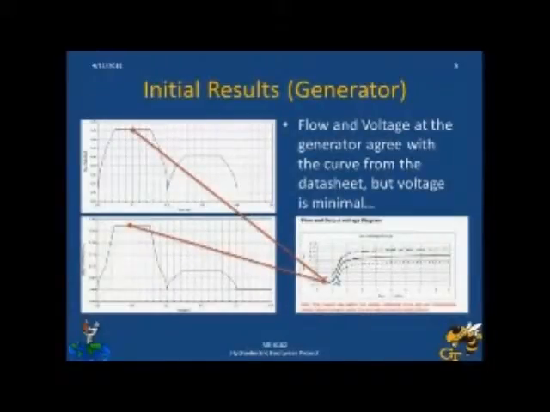The initial results are shown here. The flow and voltage at the generator agree with the curve from the datasheet. As you can see, the 0.7 liters per minute flow corresponds to approximately a quarter of a volt. However, the voltage is fairly minimal. This amount of flow doesn't get the voltage up into its maximum operating point, above about 3 liters per minute, where you get 3.6 volts.